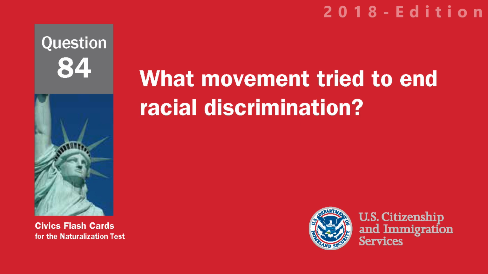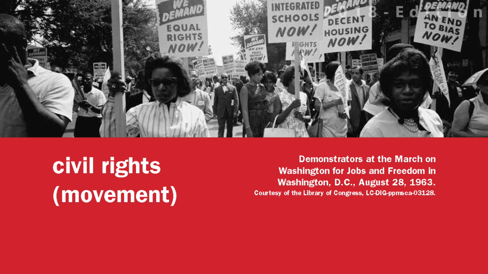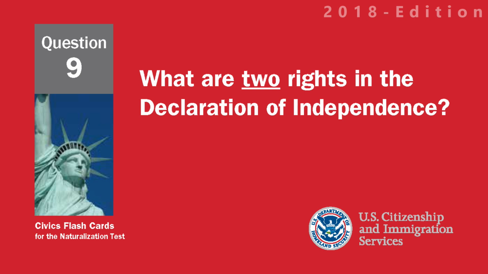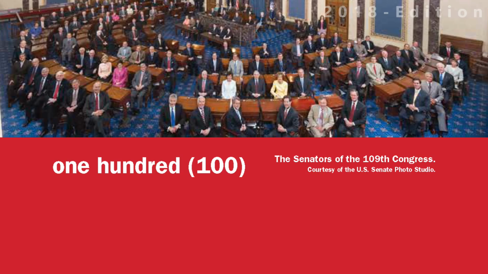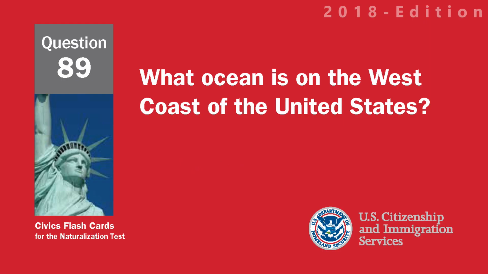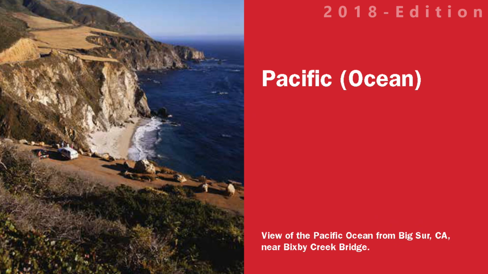What movement tried to end racial discrimination? Civil Rights Movement. What are two rights in the Declaration of Independence? Life, liberty, pursuit of happiness. How many U.S. senators are there? 100. What ocean is on the west coast of the United States? Pacific Ocean.